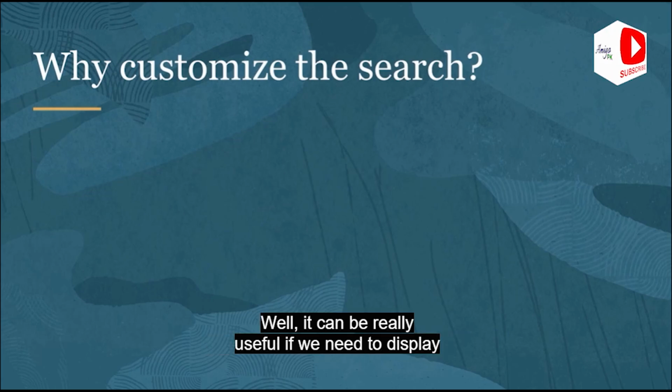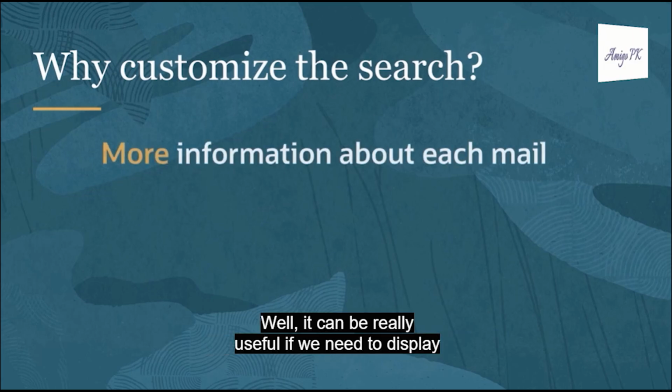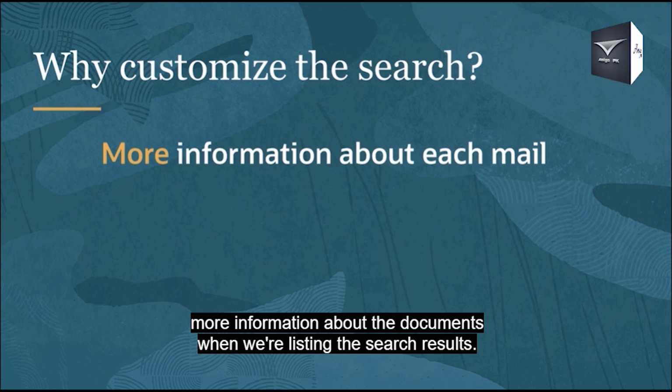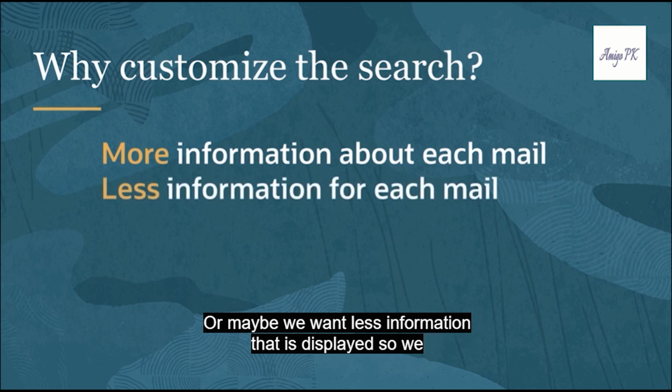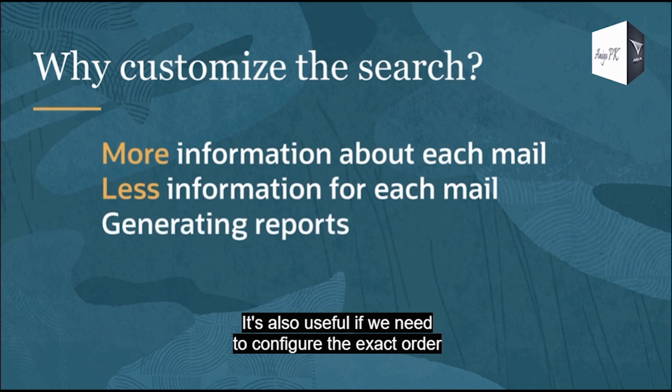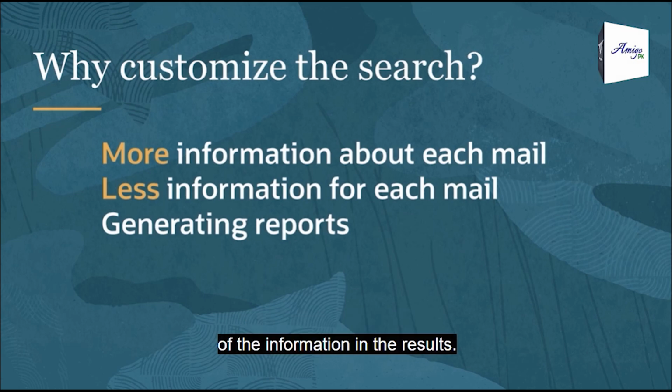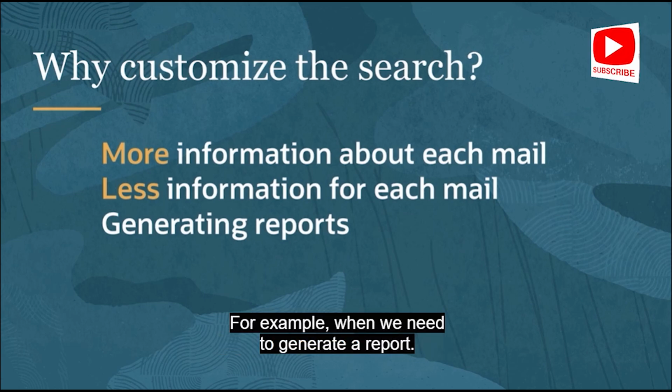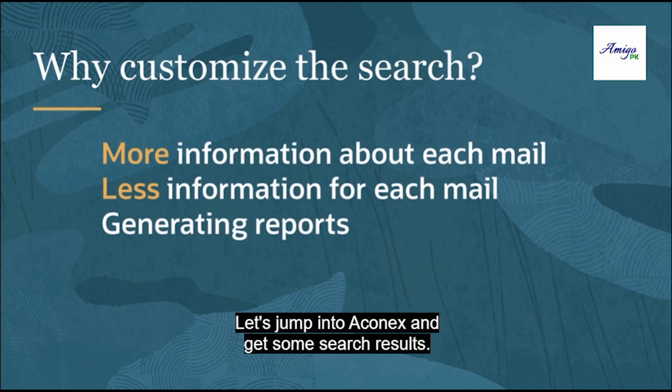Well, it can be really useful if we need to display more information about the documents when we're listing the search results. Or maybe we want less information displayed so we see a simpler set of search results. It's also useful if we need to configure the exact order of the information in the results, for example when we need to generate a report. Let's jump into Aconex and get some search results.